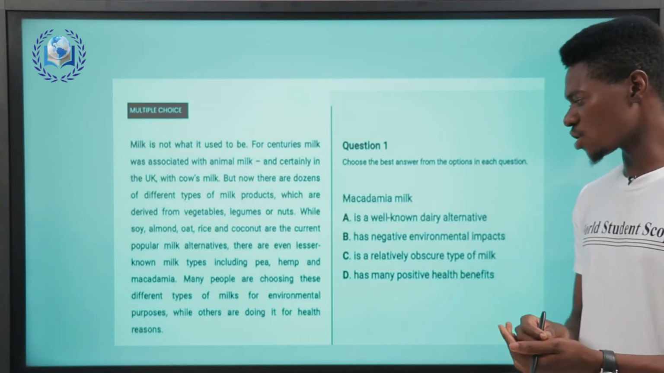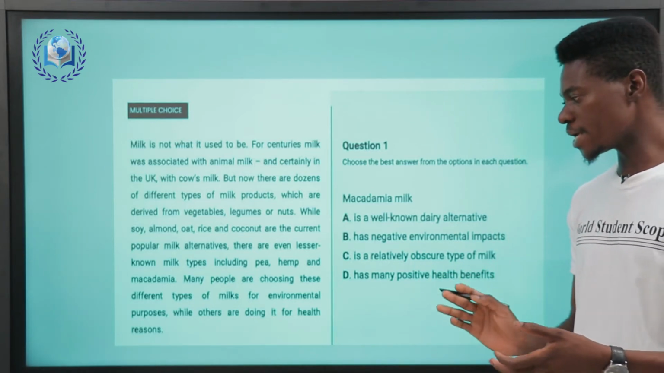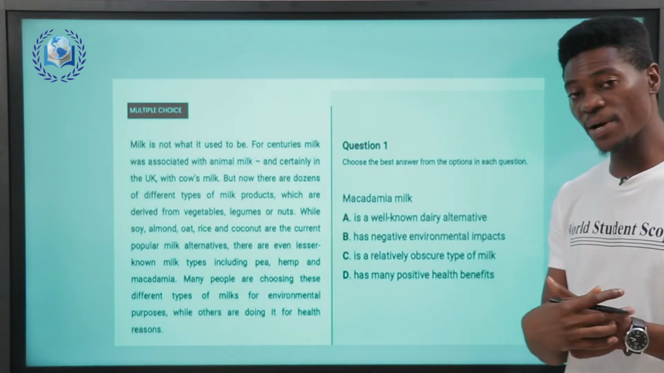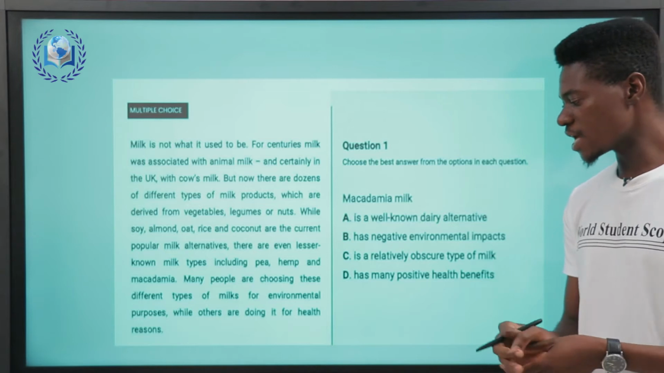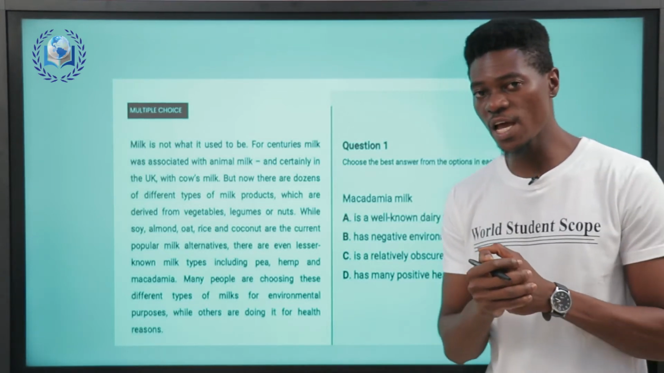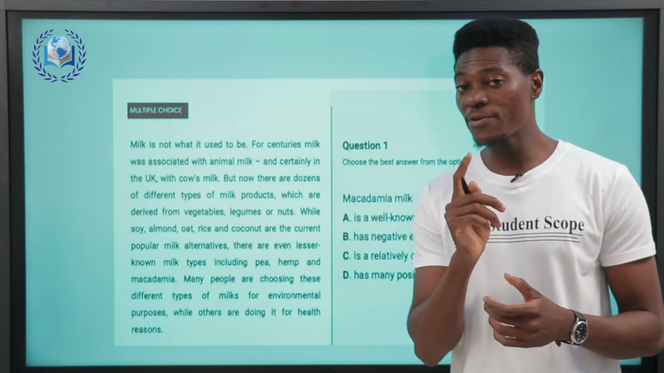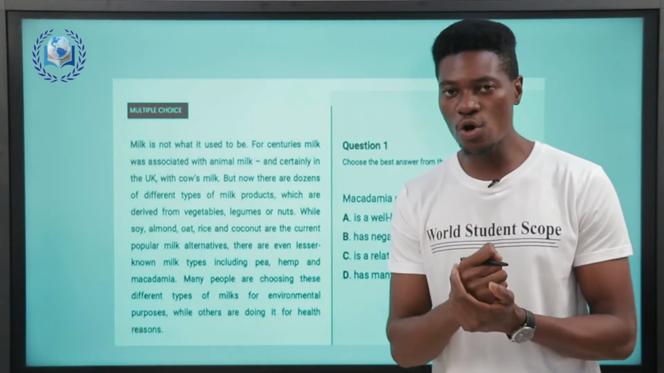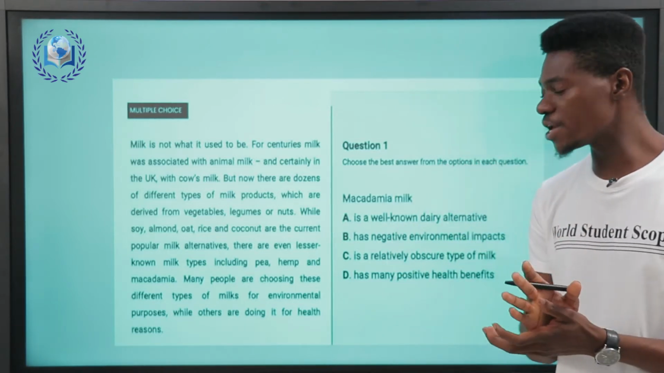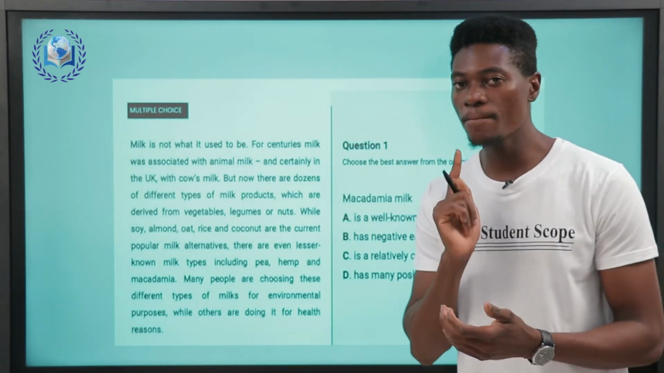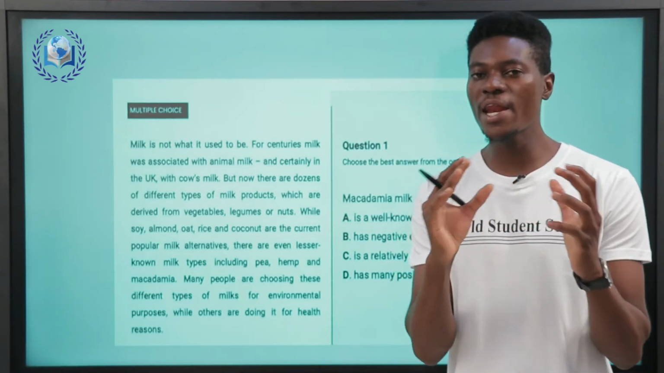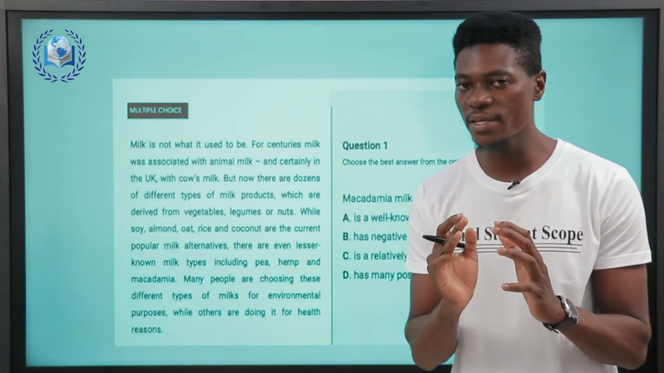A is well-known dairy alternative. B has negative environmental impacts. C is a relatively obscure type of milk. And D has many positive health benefits. Before all, a good and useful tip here: we have to read the question before reading the passage so that we can manage our time very well.